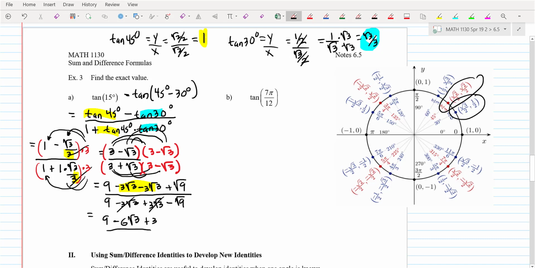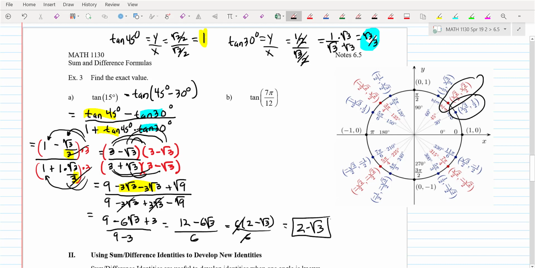Then when you go to the bottom, you would have 9 minus 3 like that, okay? And then what will happen is you'll have 9 plus 3 is 12, minus 6 root 3 over 6, and then you can split it up. You can either factor a 6 out of the top or you can split it up. Doesn't make any difference which way you do it. I'm just going to factor a 6 out of the top to get this. So my answer to my problem is going to end up being 2 minus root 3 like that.